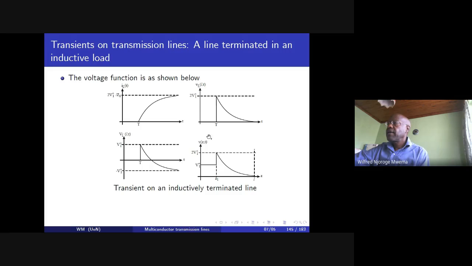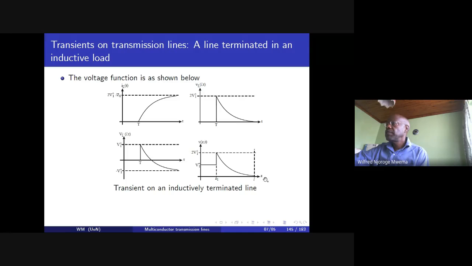And therefore the line voltage at the point will start first of all at the level of V1 as the voltage is moving towards that position z1, and then it will jump up and then start decreasing towards the end of the line.